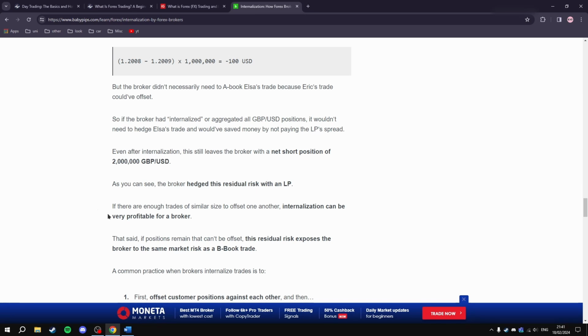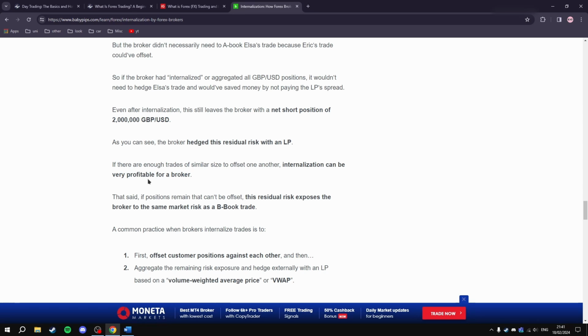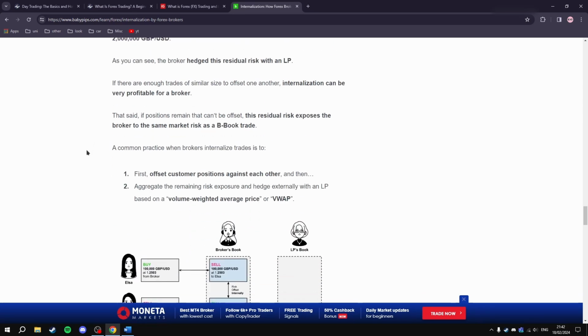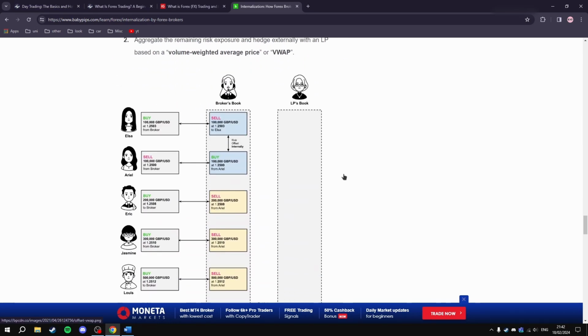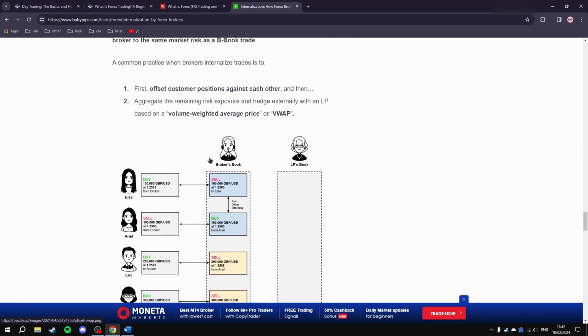If there are enough trades of similar size to offset one another, internalization can be very profitable for a trader. That said, if positions remain that can't be offset, this residual risk exposes the broker to the same market risk as a B-book trade. A common practice when brokers internalize trades is to first offset customers' positions against each other, and then aggregate the remaining risk exposure and hedge externally with a liquidity provider based on a volume weighted average price, or VWAP. Volume weighted average price.